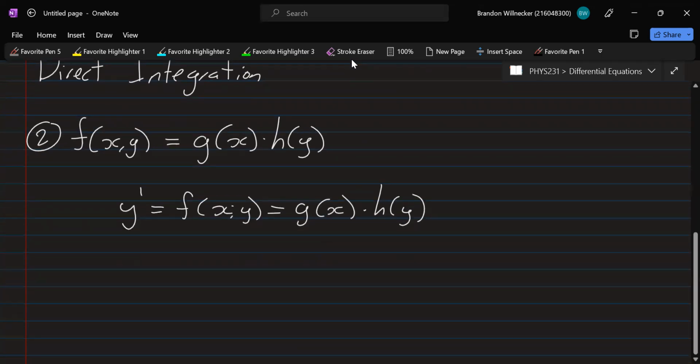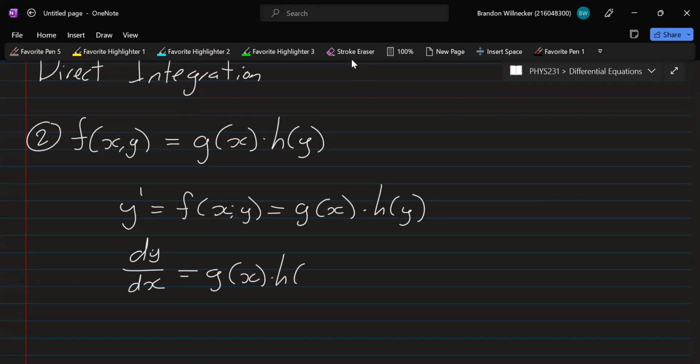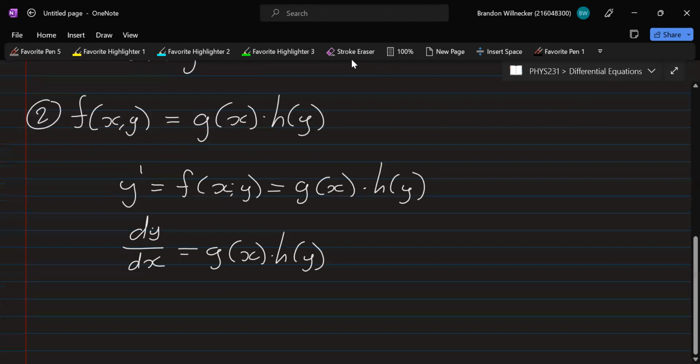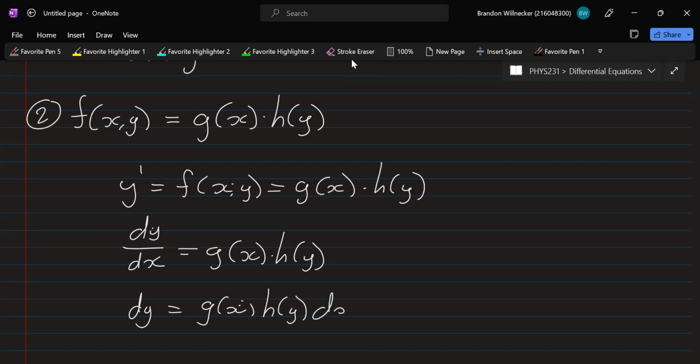So how do we then solve it if we know this is the case? Well, this y prime we can write as dy by dx is equal to g of x times h of y. Now, the dy by dx, it's not a fraction, but we're going to treat it as a fraction. So the dy is at the top, the dx is at the bottom. We can, in a sense, multiply both sides by dx, and we end up with dy is equal to g of x h of y dx.